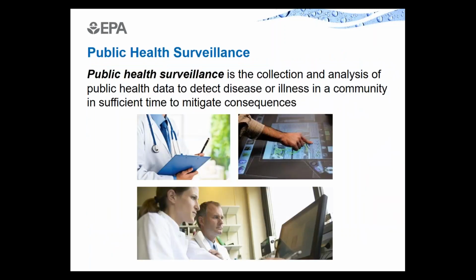So just to make sure we're all speaking the same language, the way we're defining public health surveillance here is that it's simply the collection and analysis of public health data in an attempt to detect early signs of disease in the community, and to detect them early enough so that there's an opportunity for intervention to reduce consequences. So this is a prospective activity. It is trying to detect things early enough to make a difference, as opposed to retrospective analyses that look to figure out what the cause of an outbreak was after the fact.